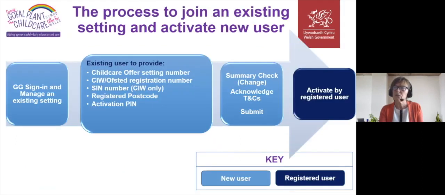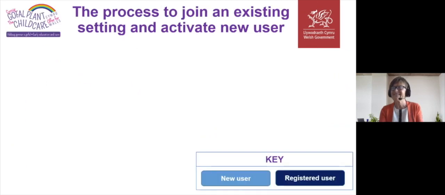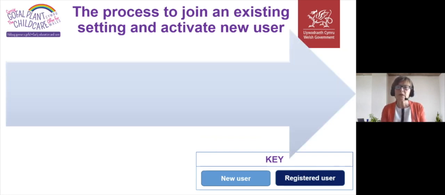But let's have a look at the process. Okay. So the process to join an existing setting and activate a new user to join. You see there's a key at the bottom right once again. So the light blue colour is for a new user, the person who wants to join. And in dark blue, there's one step there that the registered user, maybe it's the setting manager, needs to do, and that is to activate you. So let me just show you.